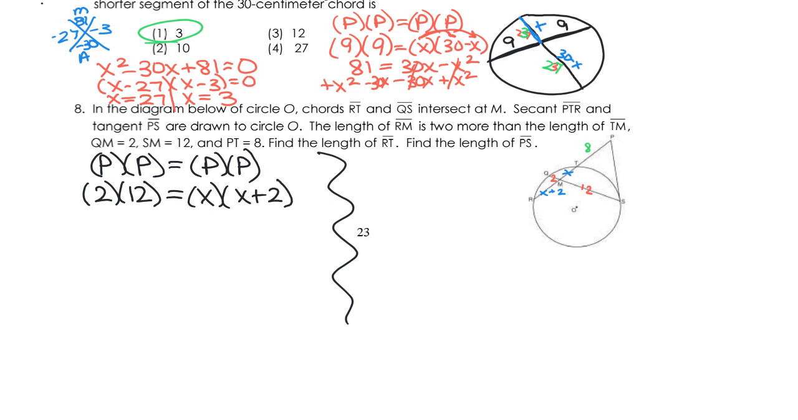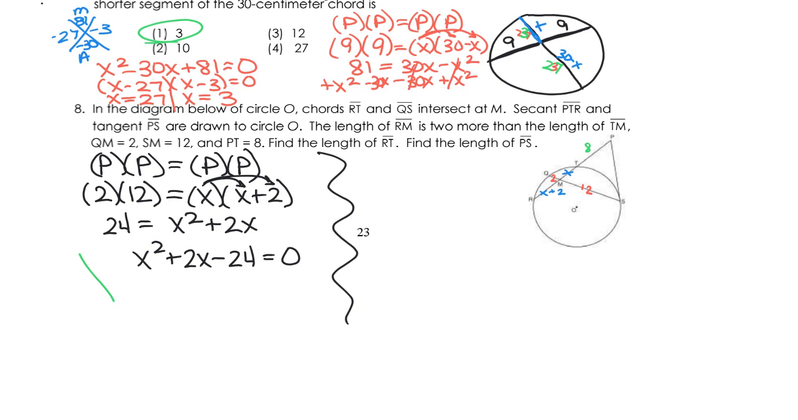Okay. So now that we have all that information entered in, we'll just follow our algebra. 2 times 12 is 24. Equal to x times x, which is x squared. And then x times 2 is positive 2x. It's going to turn into a trinomial. So we're going to bring over the 24 by subtracting it.